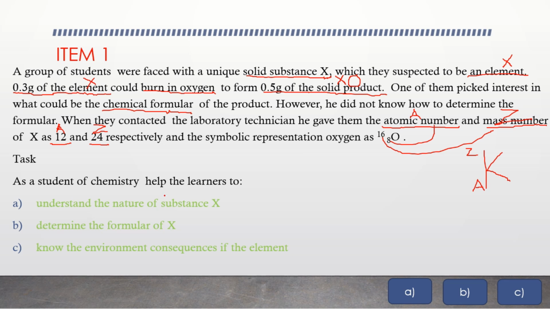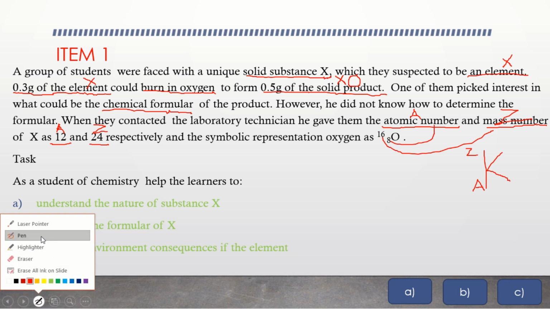So now they are saying, as a student of chemistry, help the learners to understand the nature of the substance X. So before we start attempting identifying the nature of elements, it's like getting to know the behavior of the elements. If you want to know the behavior of elements, go back to your periodic table and you know what makes the elements unique and what differentiates these elements. And the difference between the elements always is the number of electrons that they are having.